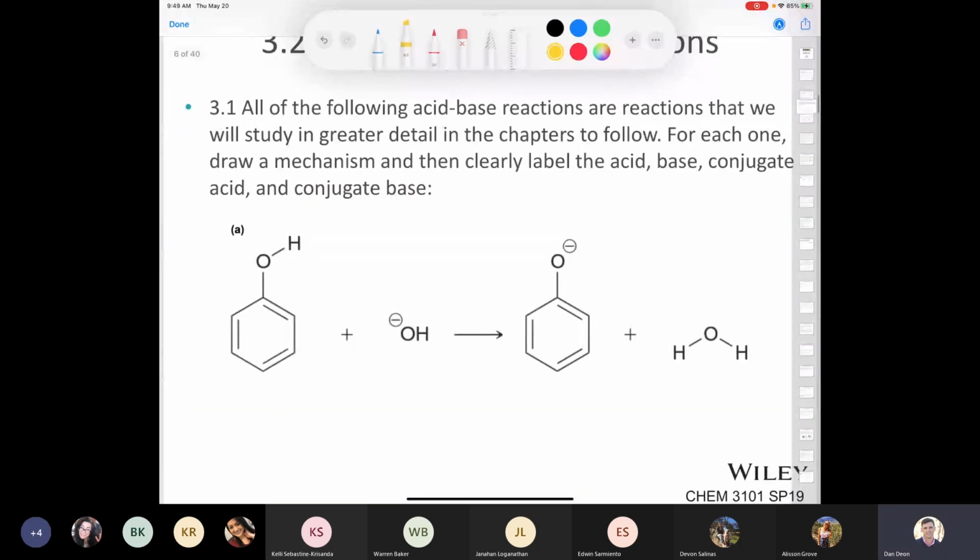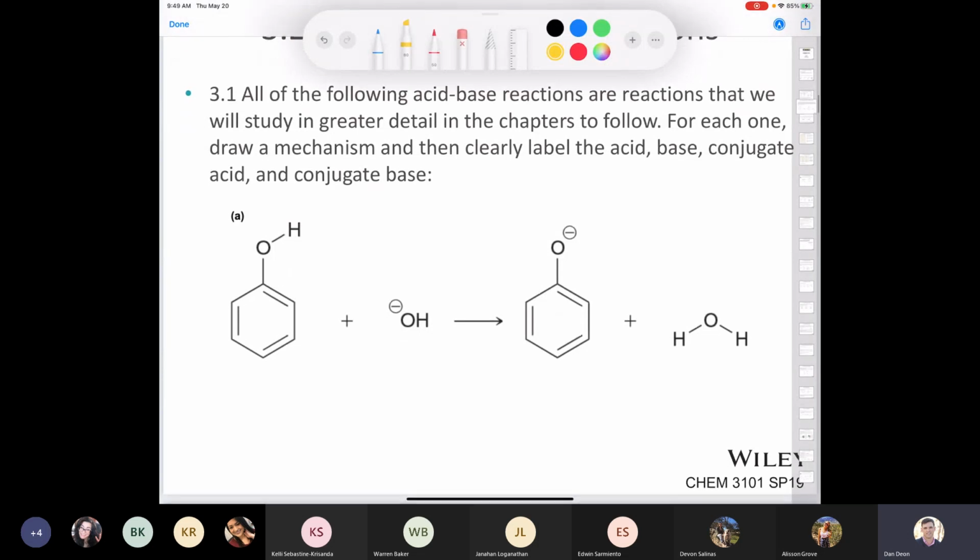Let's take a look at a question. It says, all of the following acid-base reactions, and there's only one here that we're going to study in greater detail, or I guess we will look at other ones. Reactions that we're going to study, yeah. For each one, draw a mechanism and then clearly label the acid, the base, the conjugate acid, the conjugate base.